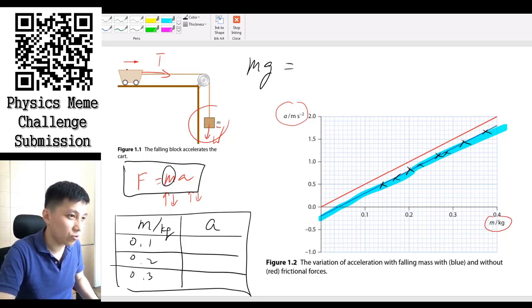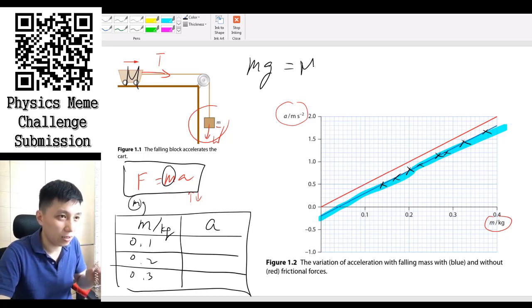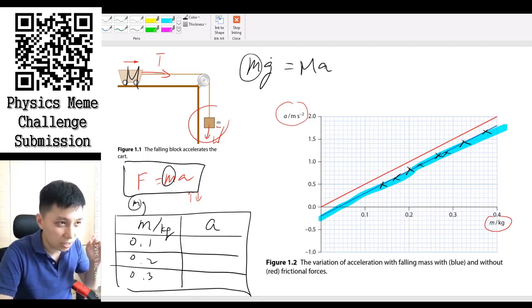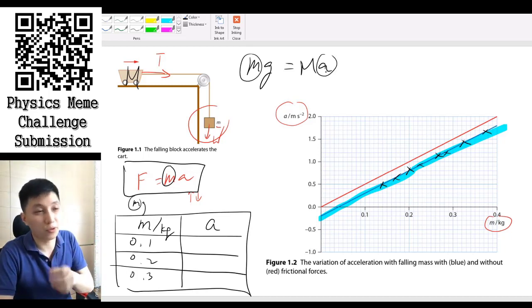So the M here should refer to the big M here. So it's not changing this, it's actually changing this mg. Alright, sorry about that. But the main idea is we are changing this M to try to see what's the difference in this A.